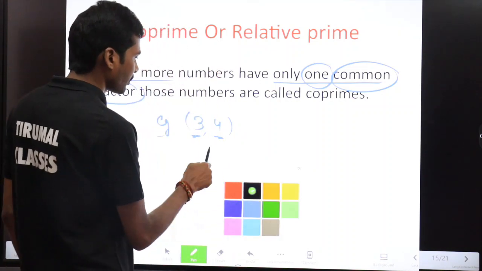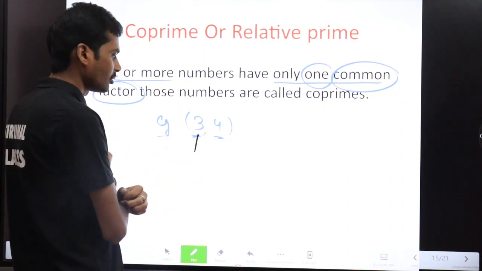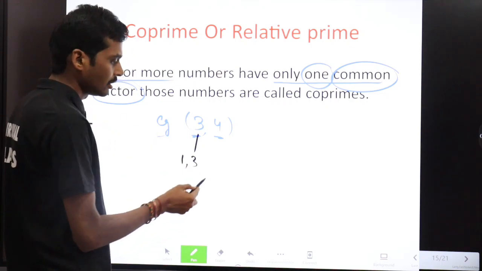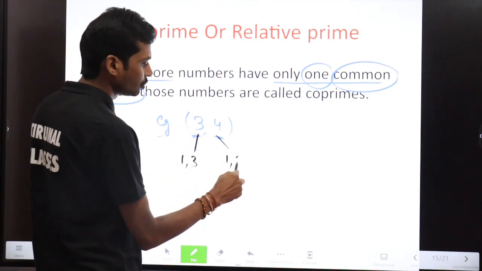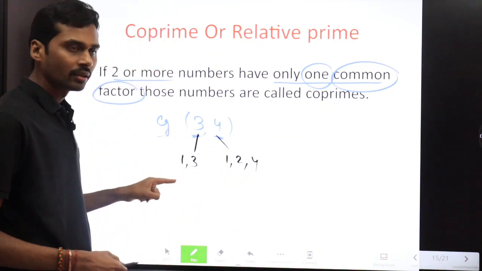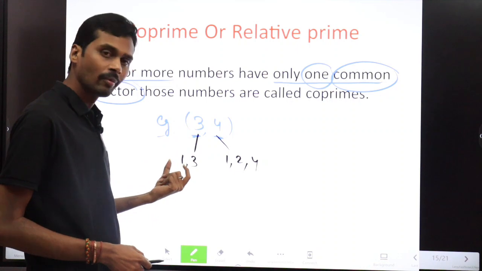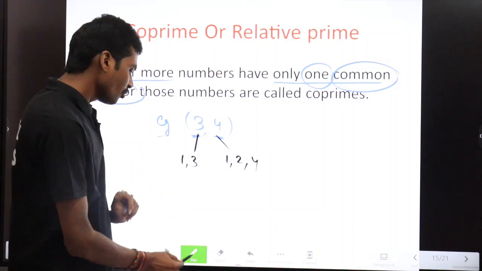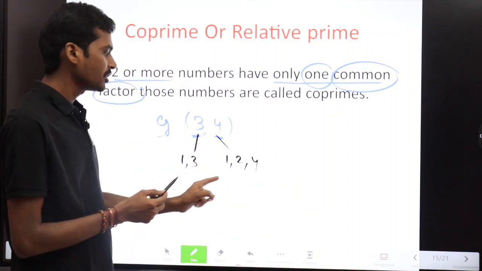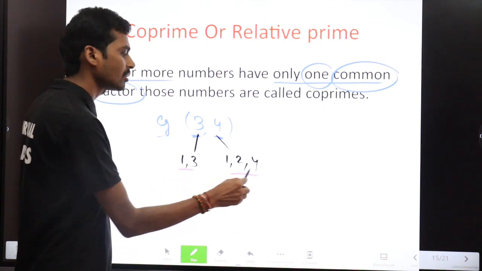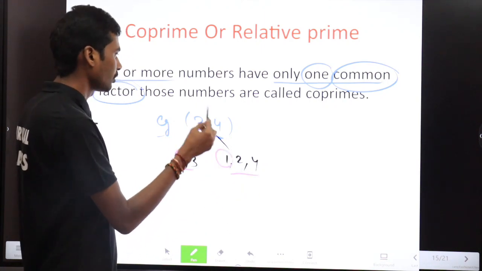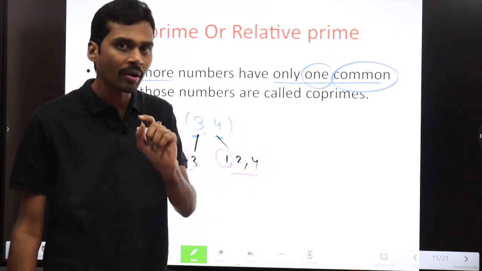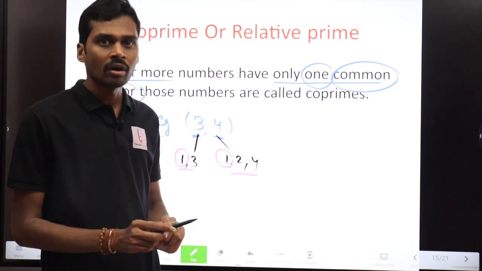Anyways, let's see what the factors are for 3. The factors for 3 are 1 and 3, because 3 is divisible by 1 and 3. What are the factors for 4? 1, 2, 4. Now you tell me, which is the common factor? This is a factor and this is also a factor. Which is the common factor? 1. So if two or more numbers have only one number as common factor, those numbers are called co-primes.